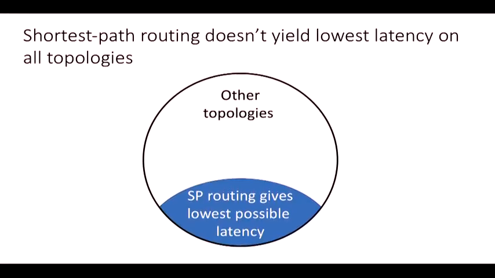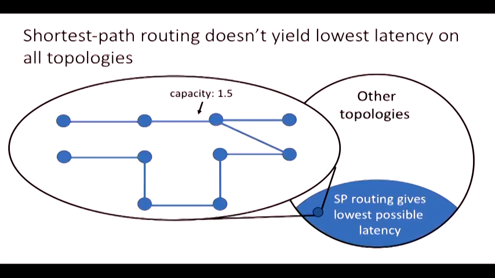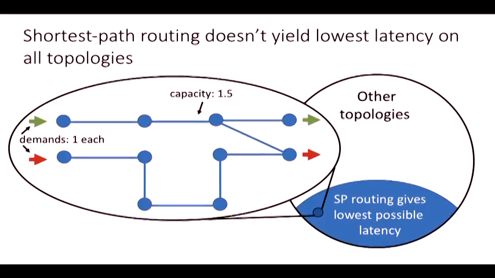Now, what do those topologies look like? Well, it's simple. They look like trees. Here we have a very simple example where the link capacities are each 1.5 units. We have two aggregates, where an aggregate is just a bunch of flows that flow from a source to a destination, and those two aggregates carry 1 unit of demand each.